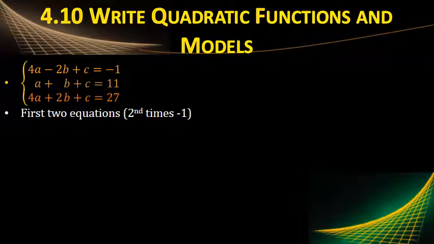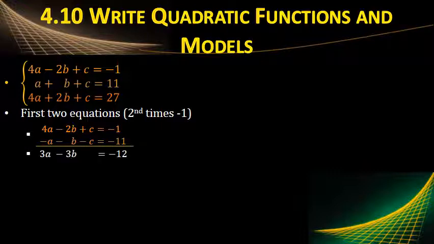If I take the first 2 equations, I'm going to multiply the second one by -1 and eliminate c. So the first equation and the second equation was multiplied by a -1. Add them together. Notice the c's are eliminated. Oh, look, they're also all divisible by 3. So I can make it simpler by dividing everything by 3.